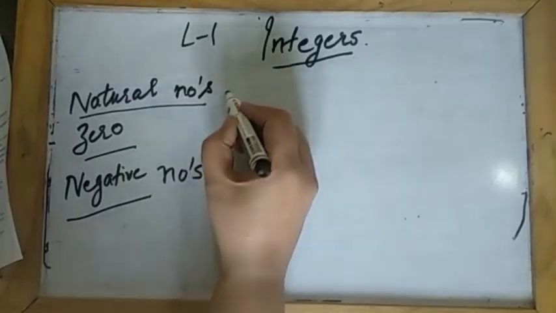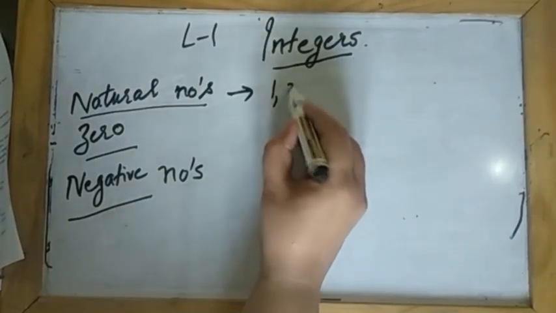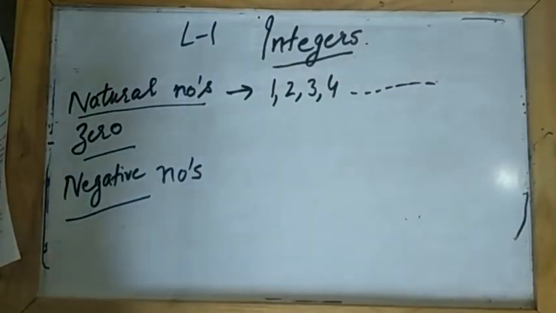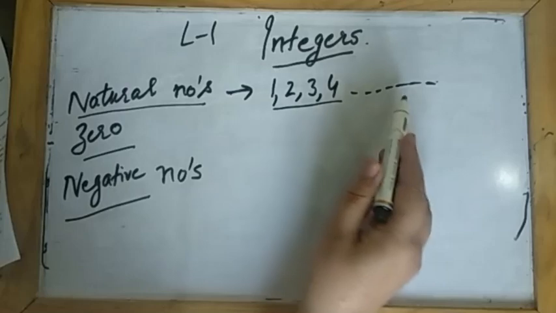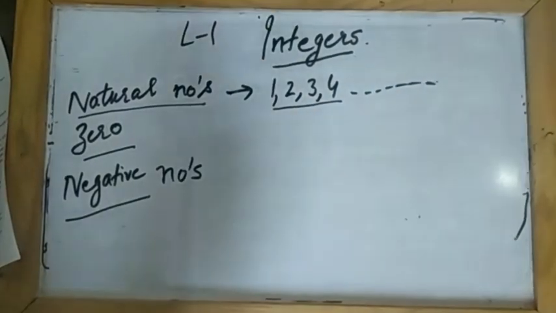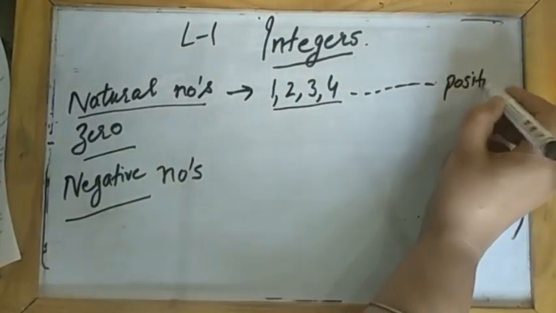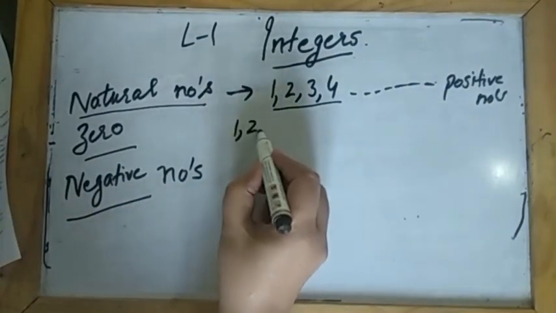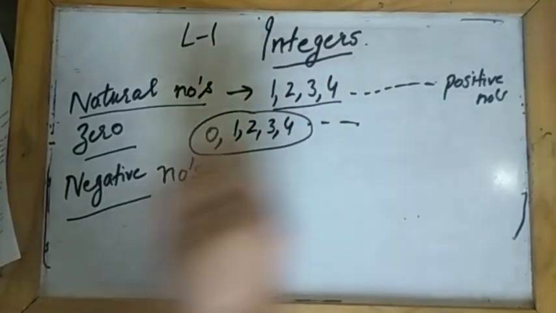Now, what are natural numbers? Natural numbers are all your counting numbers, like you start counting from 1, 2, 3, 4, and so on. So, the natural numbers start from 1 and go till infinity. There is no limit to the numbers. All the natural numbers can also be called positive numbers. And when I include 0 in this set of natural numbers, that becomes whole numbers.